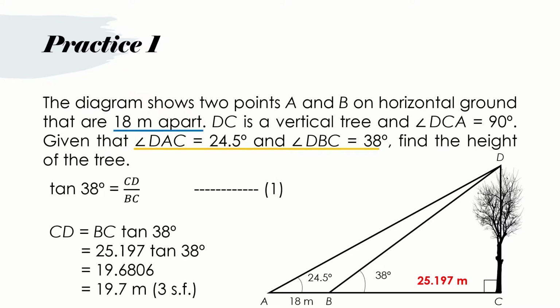Okay, so tangent 38 degrees equals CD out of BC. Then you can find CD once you know BC. And CD, the height of the tree, is equal to 19.7 meters, correct to 3 significant figures.